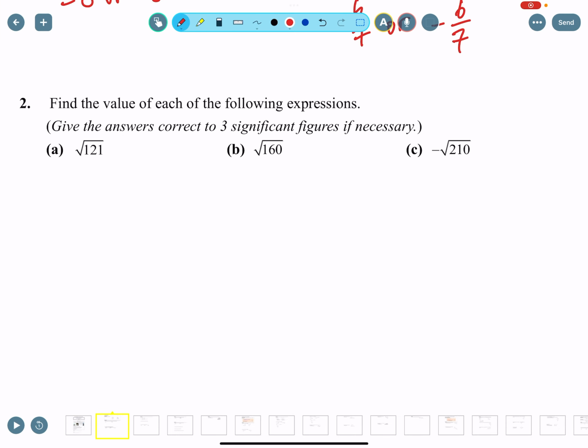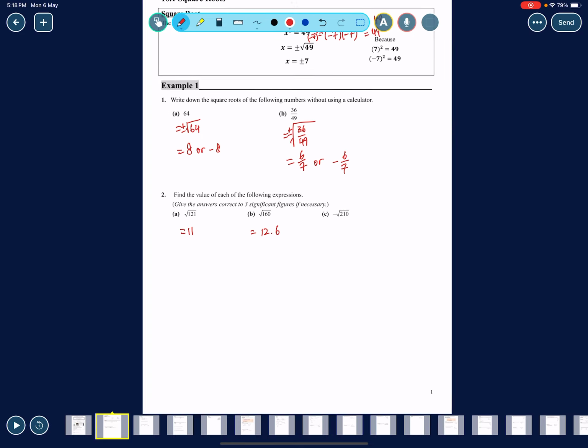Now for this one, just put it in your calculator. I'm sure you know where the square root is. This is 11. And then if it's decimal, just 3SF. So quite easy. 12.6, right? 12.6. And so on.